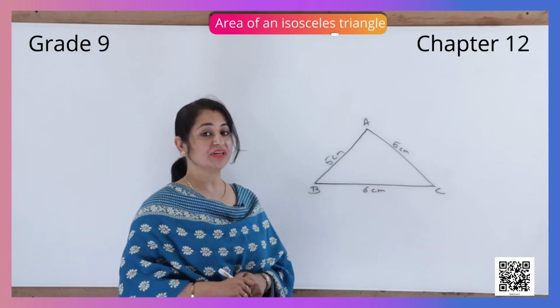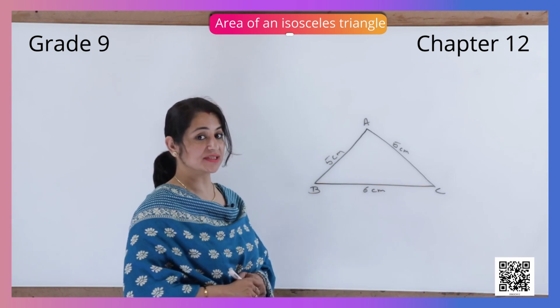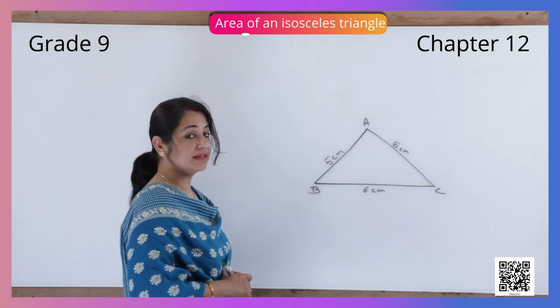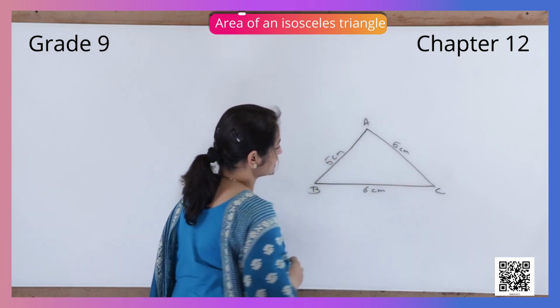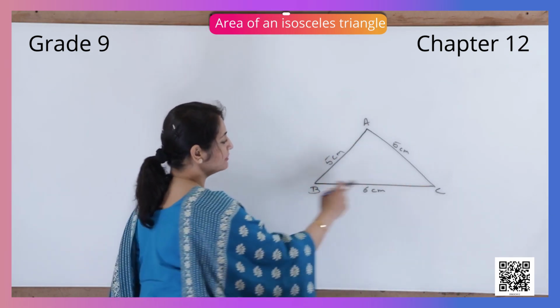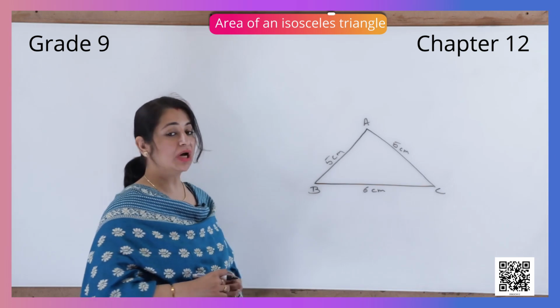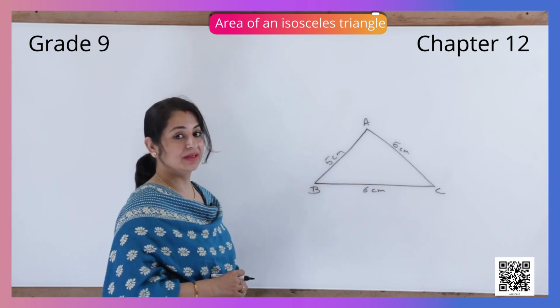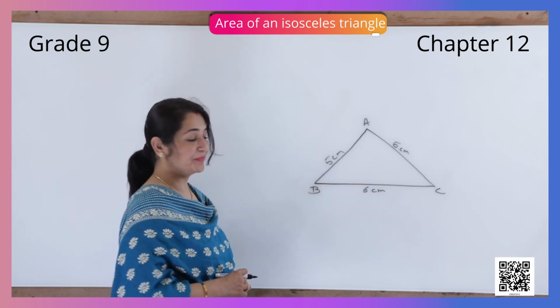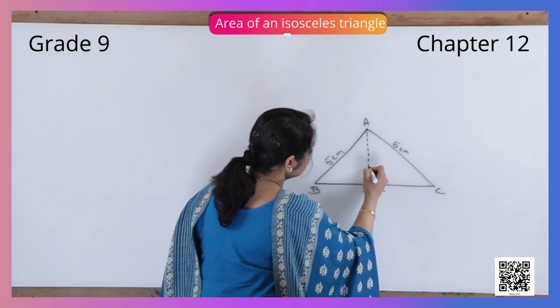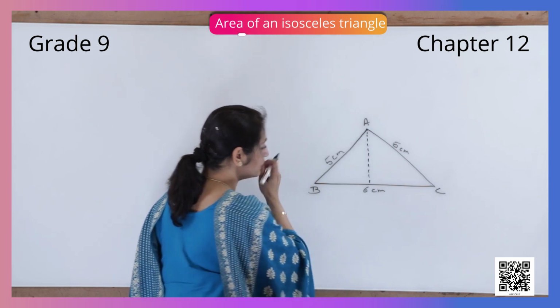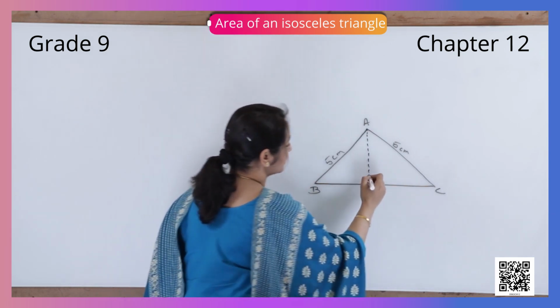Now suppose we have a triangle which is isosceles, that is, the one that has two equal sides. Here AB is equal to AC equals 5 centimeters and BC is 6 centimeters. So how can we find out its area? Again we will need the altitude. Can we have it? By again drawing the altitude from point A to BC.